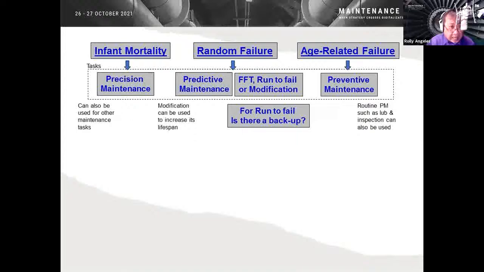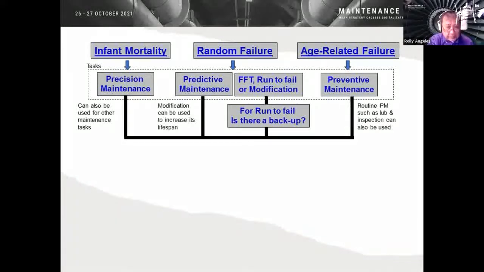Do we have backup? Do we have a form of duplication? Now, if we have some duplication on our component, then we create what you call a switching frequency or a switching interval. Now, if some of our assets or components do not have a backup, then the question is, do we allow it to fail? Can the failure be allowed to happen?